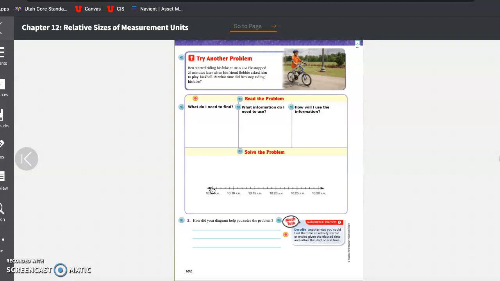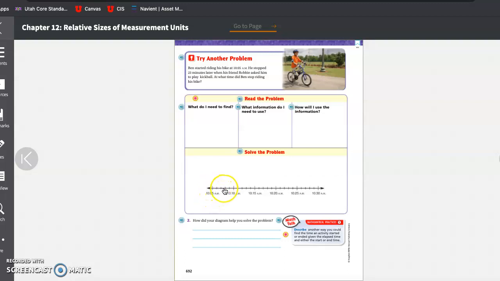So basically we can draw a timeline that shows the start time at 10:05 and then count forward 5 minutes at a time until we've counted to 20 minutes. Then we can count forward 3 more minutes, just 3 individual minutes, to find the time that is 23 minutes after 10:05.